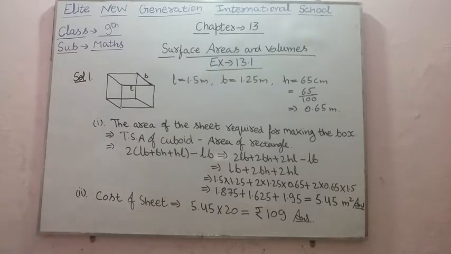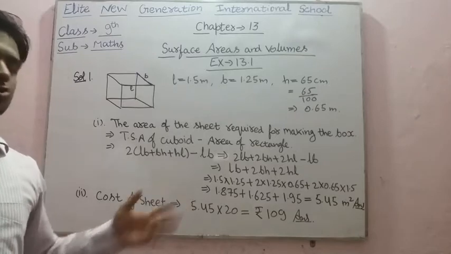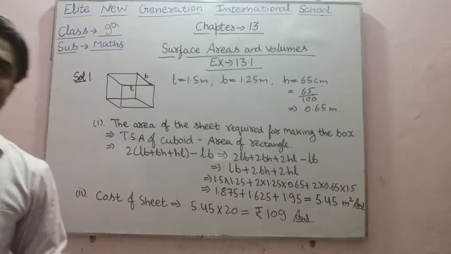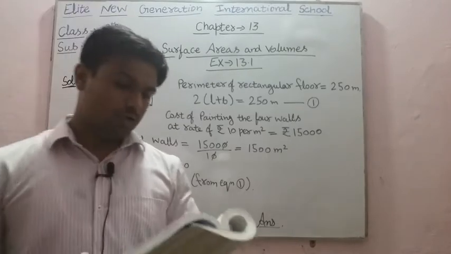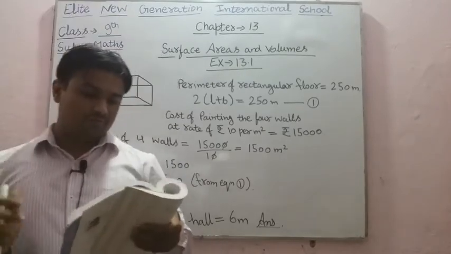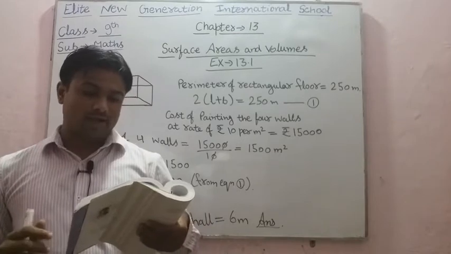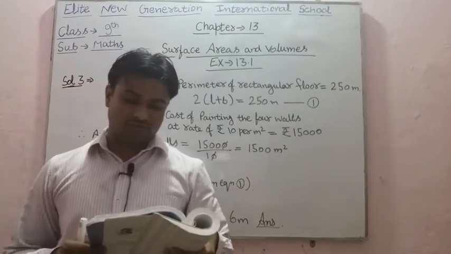Now after this, see the next question. Question number 2 is also the same, so you can try question number 2. Now after this, see question number 3. In question number 3 we are given that the floor of a rectangular hall has a perimeter of 250 meters.